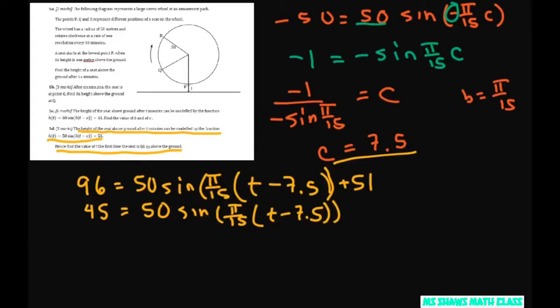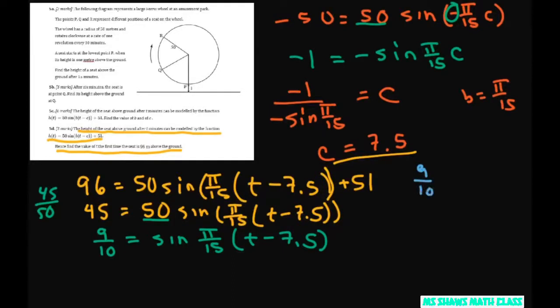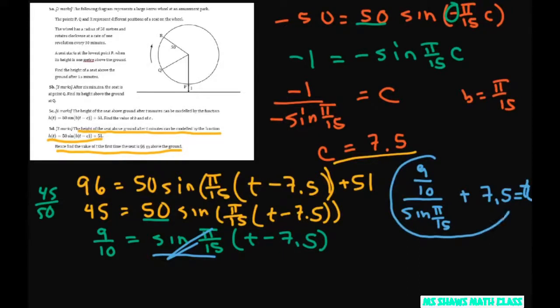Right, divide both sides by 50. So that's going to leave you 45 divided by 50. That's 9/10, or you can just use your calculator. It's sine of pi divided by 15 times t minus 7.5. Now, to solve for this, you should have a calculator, this is going to be 9/10 divided by sine of pi divided by 15. And then after you divide, this will go away, and you're going to add 7.5, and that gives you your t. When you do this part in your calculator, again, make sure your calculator's in radians, you're going to get t equals 12.8 minutes.